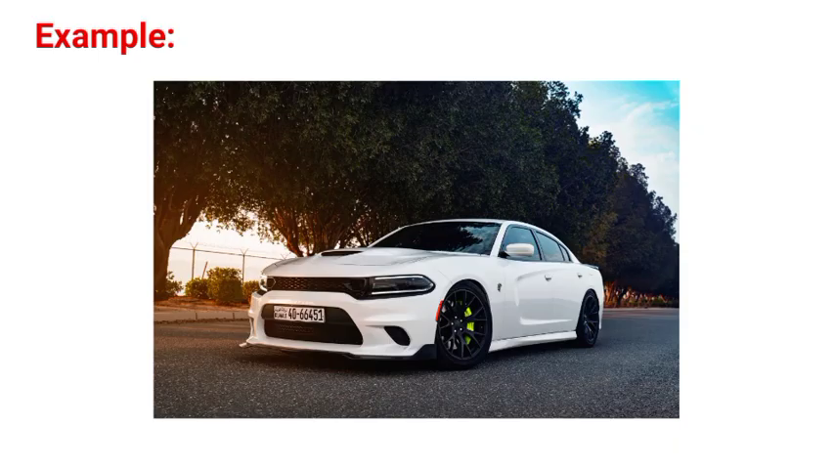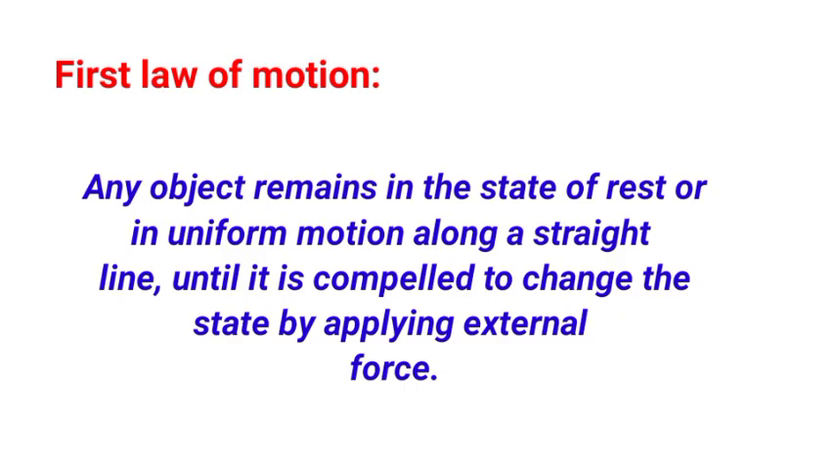Just now we observed in the example that the car was in straight line motion until the external force was applied. After the external force was applied, there was a change in the direction of motion of the car. All objects resist changing their state. So the state of any object can be changed by applying external forces only.